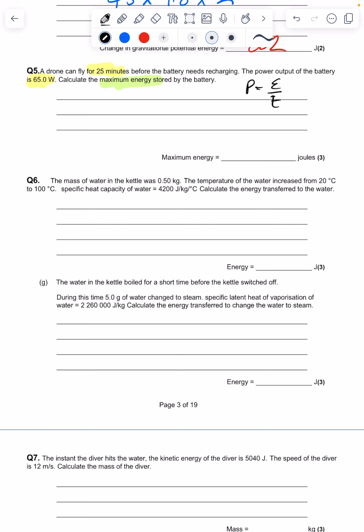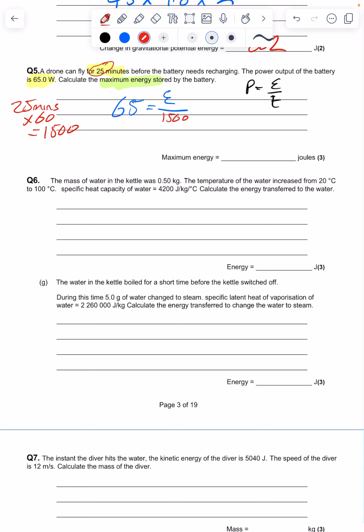And what do we have here? Well, it tells us our power. Our power is 65. And that's equal to the maximum energy. Now we don't know that, so that's going to be here, but divided by the time. Now the time is here. That's 25 minutes. And you remember for this calculation here, we need the time in seconds. So we want to convert that 25 minutes to seconds. So we times it by 60, which will give us 1,500.